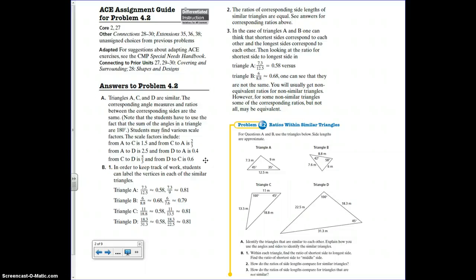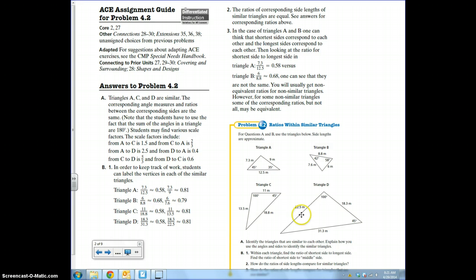For question B, it asked you, B1, within each triangle find the ratio of shortest to longest and shortest to middle. So for A, shortest to longest was 0.58, and short to middle was 0.81. For D, short to long was 0.58, and short to middle was 0.81. And you can see here that the ratios also connect that A, C, and D are similar because their ratios are equal. B2, how do the ratios of the lengths compare for similar triangles? Just that the ratios are equal.